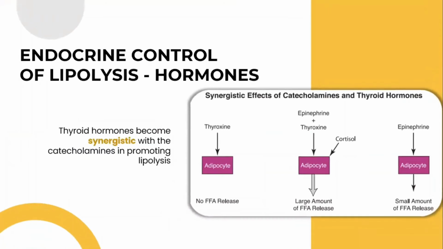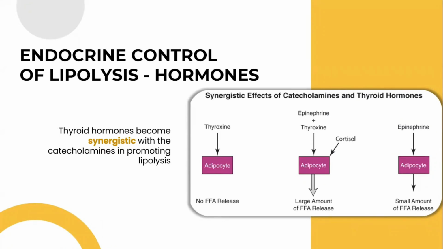So when thyroid hormones by themselves pass through the adipocytes, no free fatty acids will be released, as shown here in the illustration. This is the thyroxine that then passes through the adipocytes. There will be no FFA release. On the other hand, when catecholamines pass through the adipocytes, a small amount of free fatty acids will be released, as also shown here in the illustration. Catecholamines act rapidly in promoting lipolysis by stimulating membrane-bound adenyl cyclase, thus increasing intracellular levels of cyclic AMP, also known as cAMP.